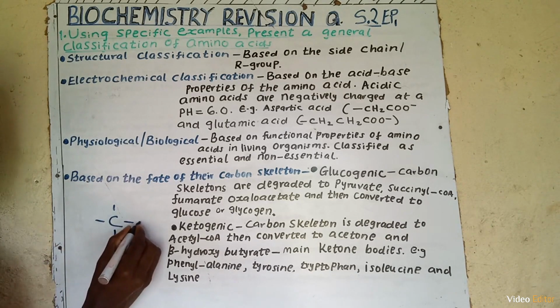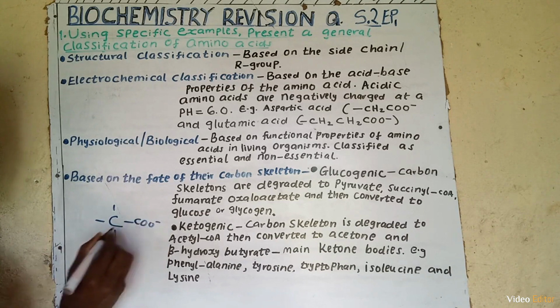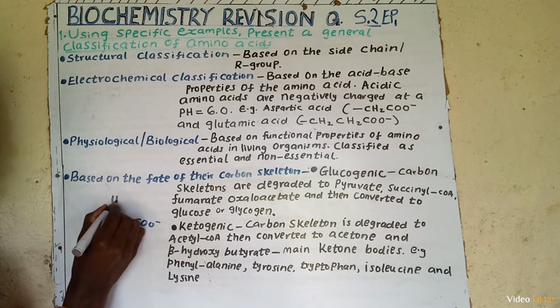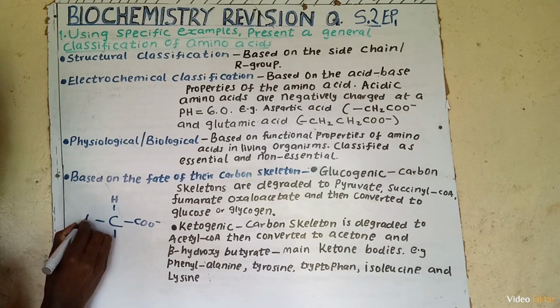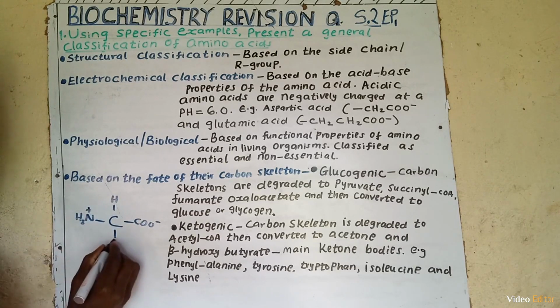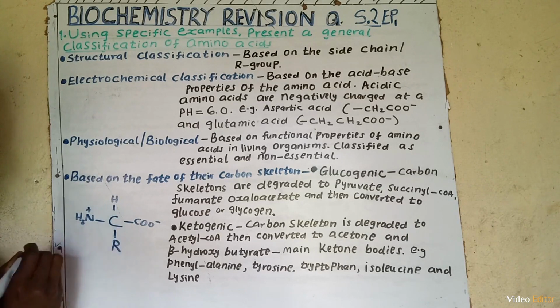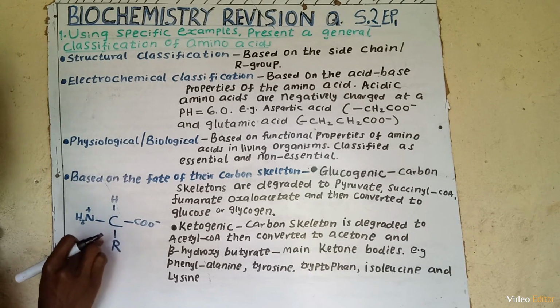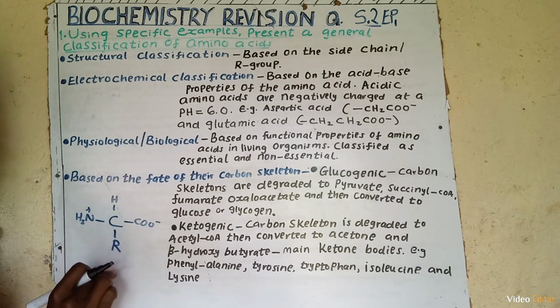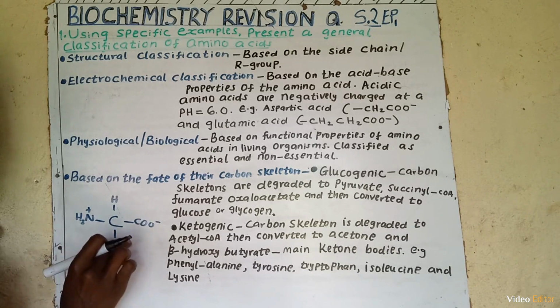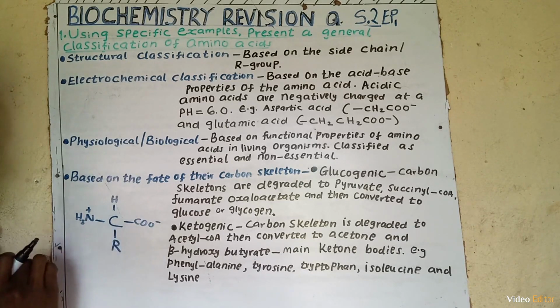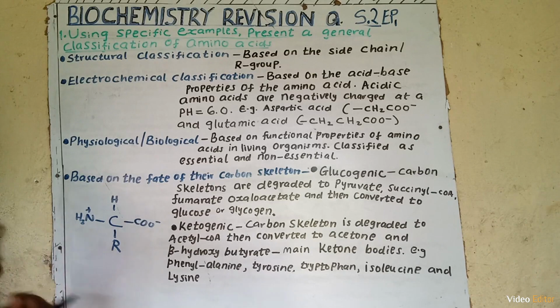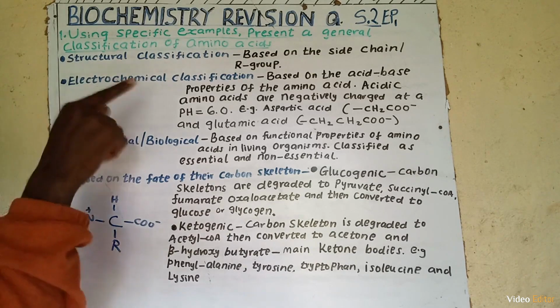The first group is the carboxyl group. The second group is the hydrogen atom. Another group is the amino group. And the variant group is the side chain. This is what distinguishes one amino acid from another. It is the property of this side chain that is used to classify a given amino acid as maybe acidic or basic and so forth. So that is structural classification.